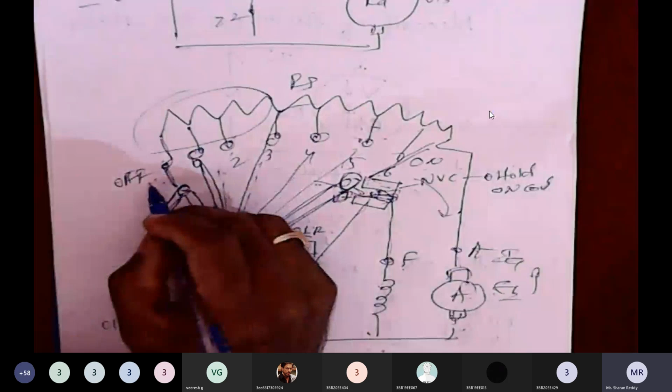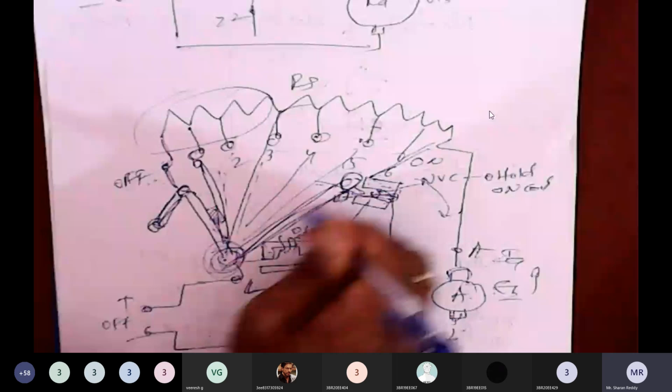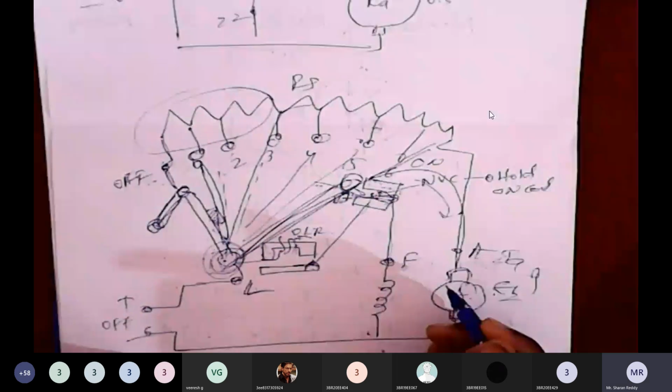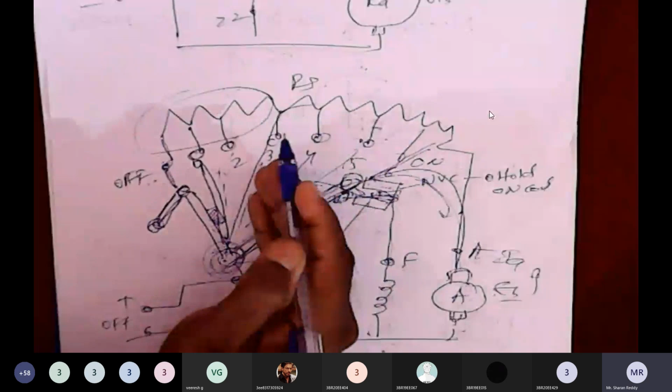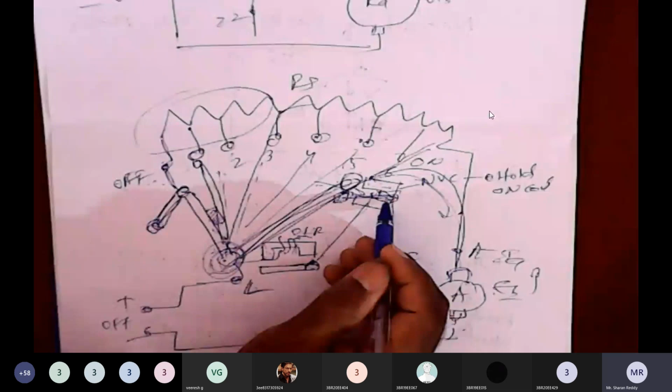Otherwise, if it is here, no resistance is included, and current flows directly to the armature, because this resistance is excluded if it is here. So that's why you have to pull it back. It automatically comes back when it gets demagnetized. If not, we have to pull it back manually.